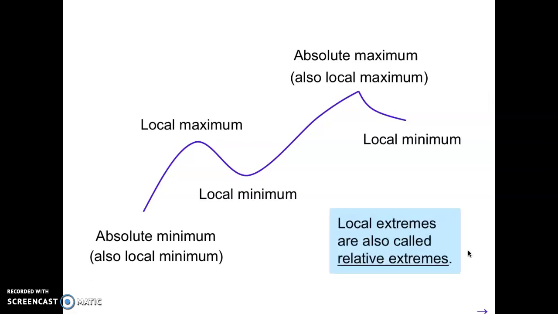By the way, the local extremes also have a second name, just like absolutes are also called global extremes. Local extremes are sometimes called relative extremes. I almost always say local extremes, but sometimes on WebAssign or on Google or other sites dealing with calculus, you might hear the word relative extreme, which is synonymous with local extremes.